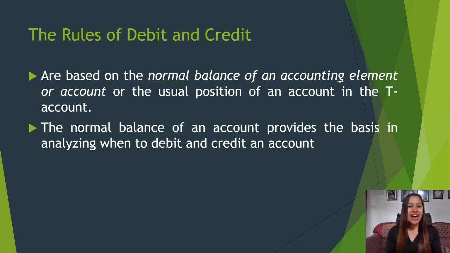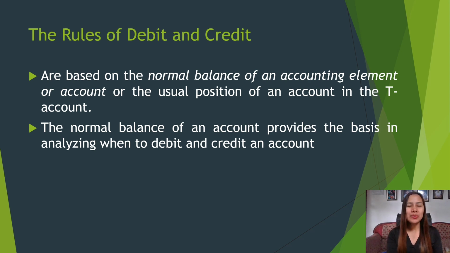All right, we have here now the rules of debit and credit. The rules of debit and credit are based on the normal balance of an accounting element or account, or the usual position of an account in the T account. The normal balance of an account also provides the basis in analyzing when to debit or when to credit an account. So let us analyze one by one the rules of debit and credit. So these rules must be observed when to debit or when to credit an asset, a liability, or capital accounts.